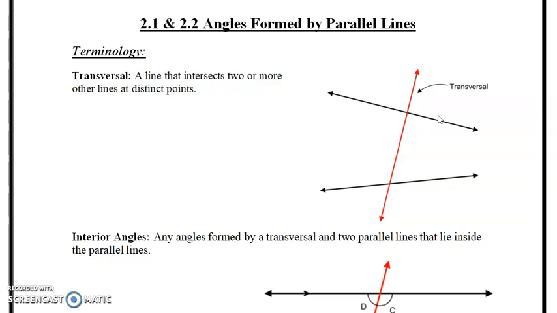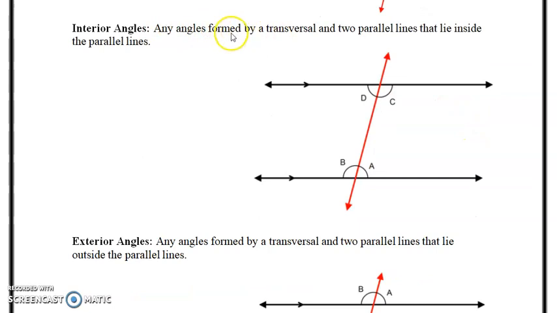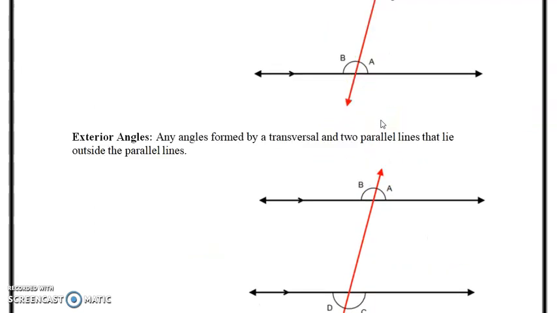So first is a transversal. That's a line that intersects two or more other lines at distinct points. We're going to be using a transversal through parallel lines. I think it's quite clear that you can see that these aren't parallel. Next we have what are called interior angles, or any angles formed by a transversal and two parallel lines that lie inside. So A, B, C, and D are all interior angles. We'll talk about some of the properties of those in a little bit.